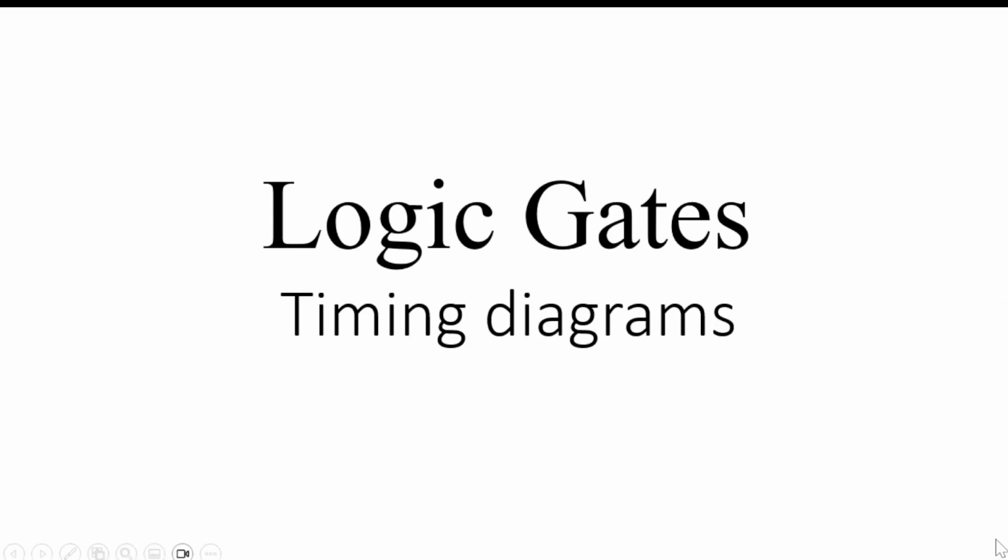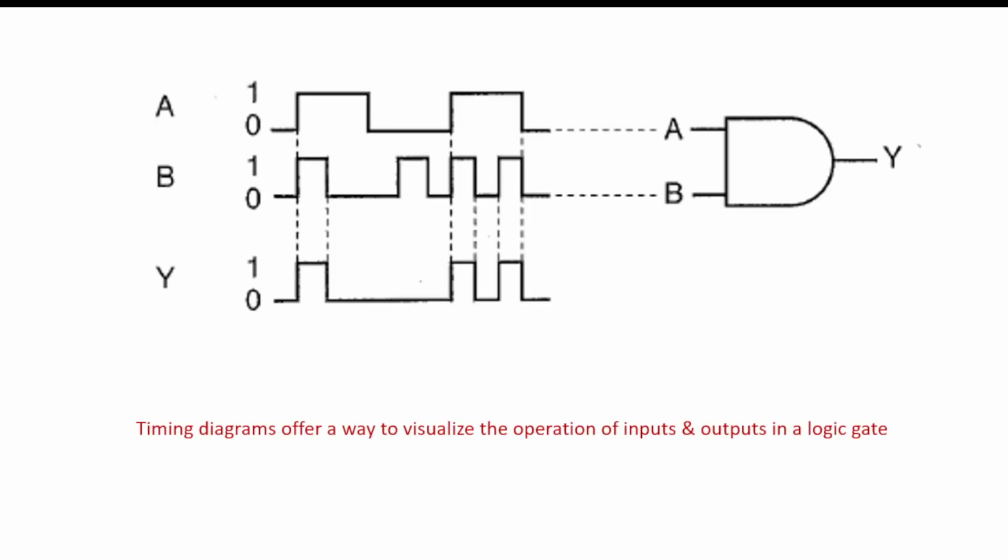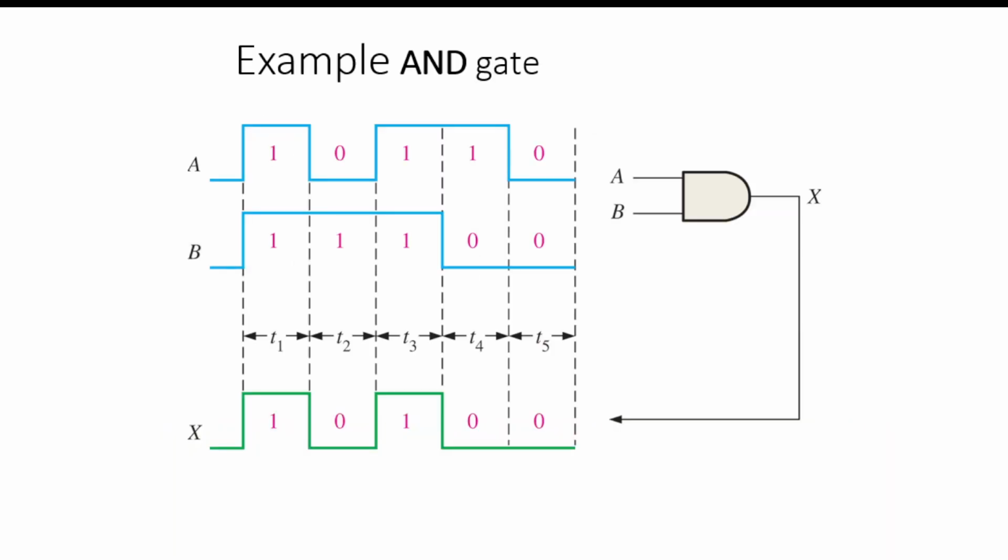Logic gates, timing diagrams. In this presentation, we're going to be looking at logic gates and timing diagrams. Timing diagrams offer a way to visualize the operation of inputs and outputs in a logic gate system. So really, you're using something that looks like this here on the left-hand side, sort of replacing a truth table. It's simply another way to represent the information which takes into account time.